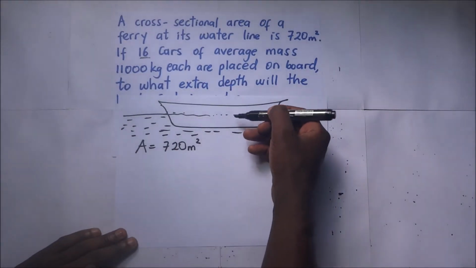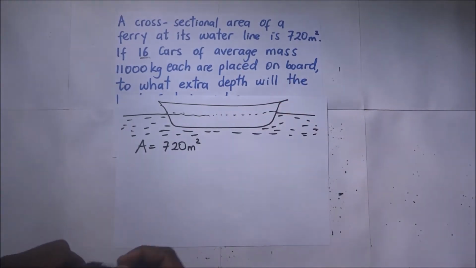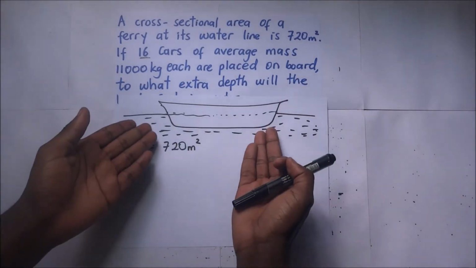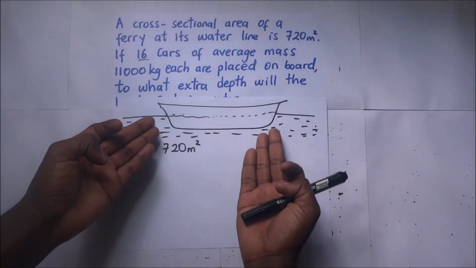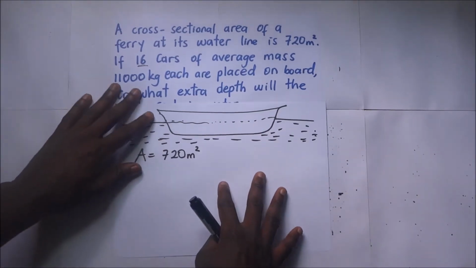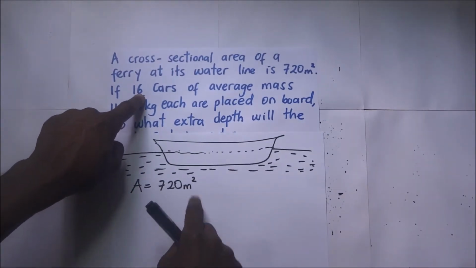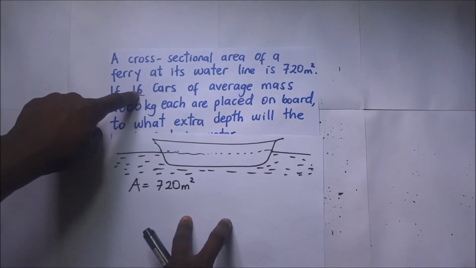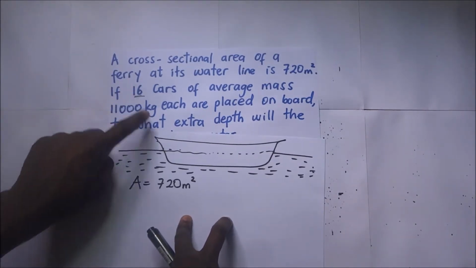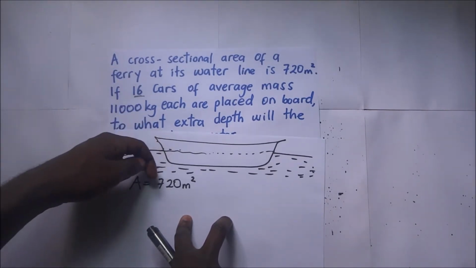Of course, if this boat is to sink any extra depth, it means it's going to displace some water. And if it displaces that water, the weight of the water displaced is going to be equivalent to the weight of these 16 cars that were put on the ferry. Why? Because it is these 16 cars that are responsible for the boat sinking that extra depth.